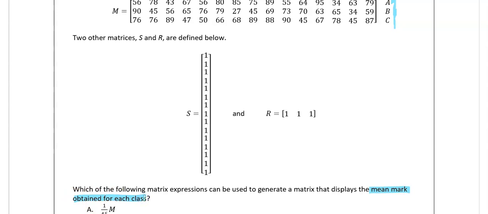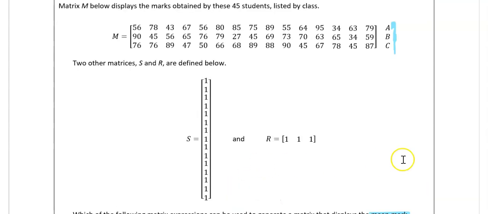If we want the mean mark for each class, then we want to end up with 3 values. So our result either has to be a 1 by 3 or a 3 by 1 matrix. Okay, so we end up with 3 numbers in total. An average for class A, an average for class B, an average for class C.